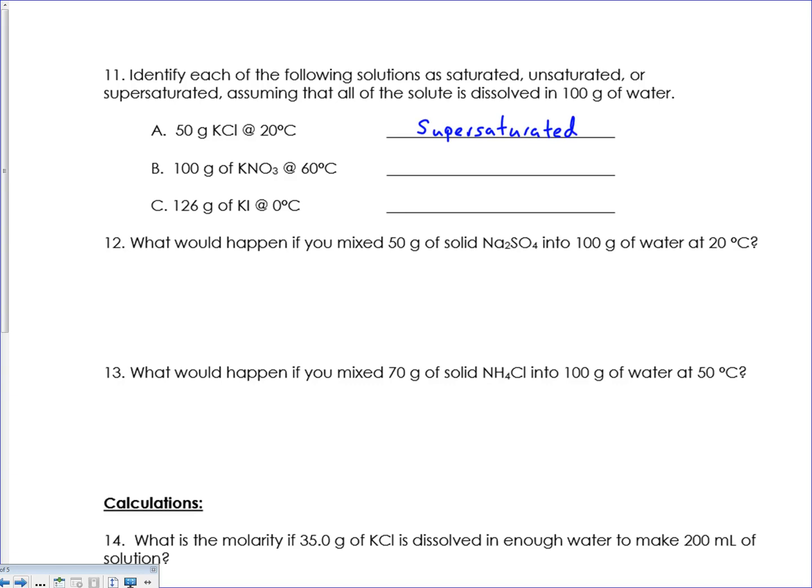100 grams of KNO3, that was unsaturated. And this last one was saturated.